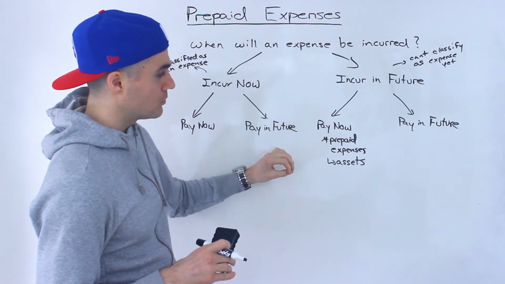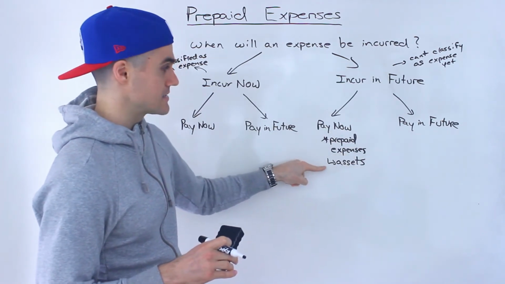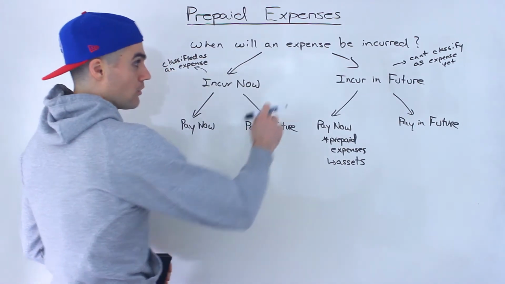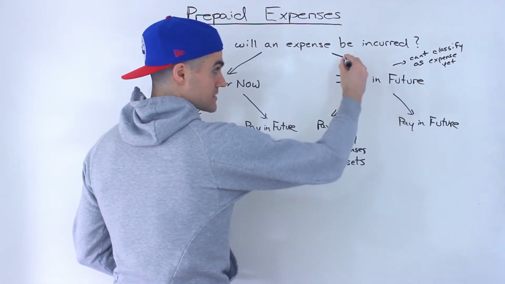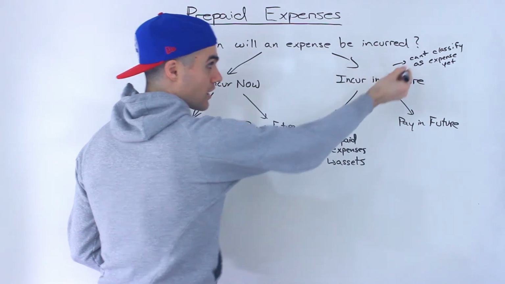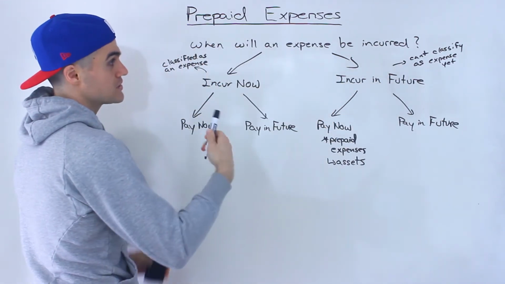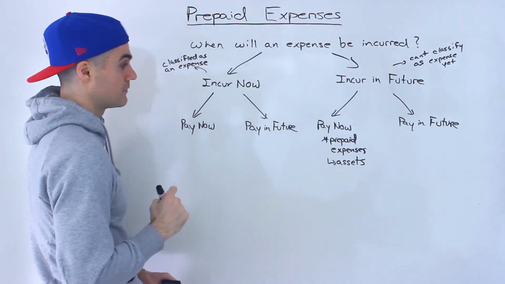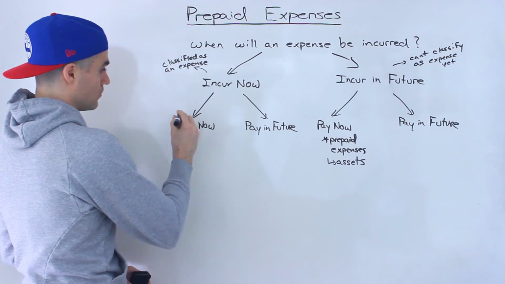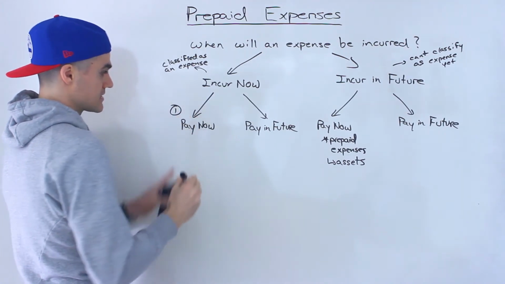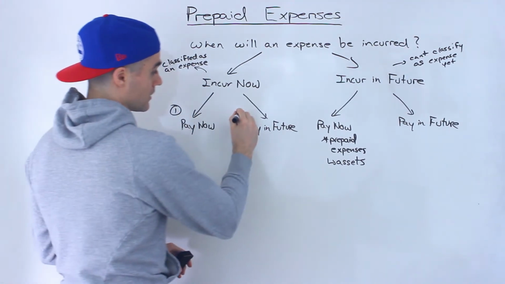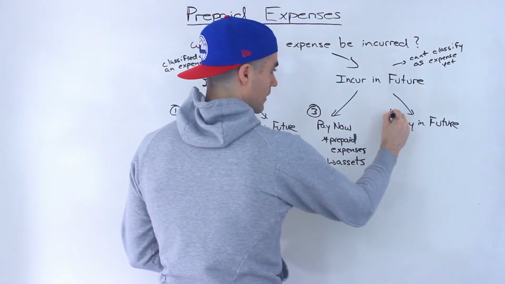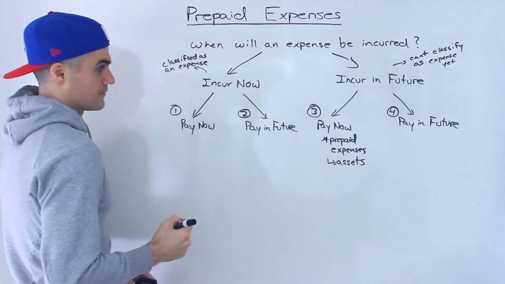And I'm going to go over in more detail why it's an asset once we get into some examples. But just know that anything in this area here, if it's an expense is incurred in the future, can't be classified as an expense yet. For it to be classified as an expense, you have to incur it now in the period that you're in. And so what I'm going to do is I'm going to number these cases. So this here is going to be case 1. This here is going to be case 2. This is going to be case 3. And then that's going to be case 4.